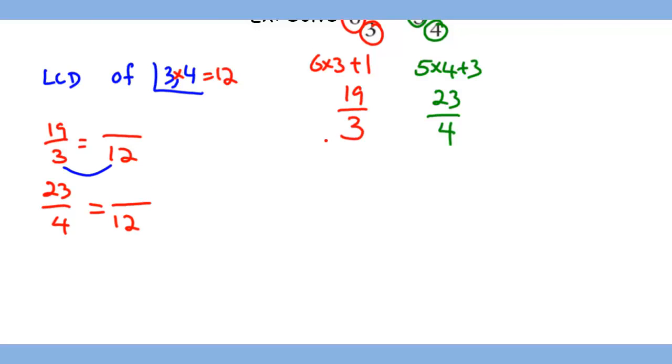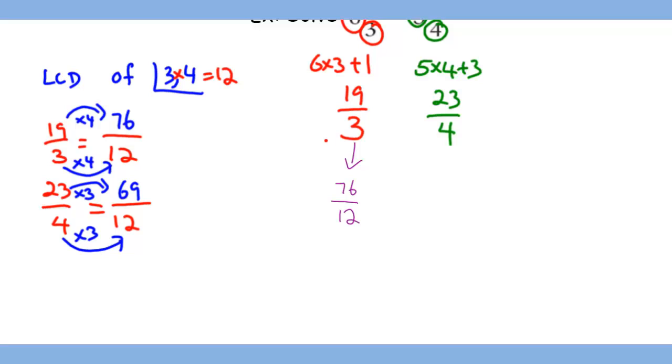To turn a 3 to 12, we multiply by 4, so we do the same thing in the numerator and we get 76. We will multiply 3 by 4 to get 12, so we do the same thing to the numerator and we get 69. Now let's rewrite the question with the common denominator, which is 76/12 minus 69/12. Like the addition example, we will just subtract the numerators and keep the denominator the same, which gives us 7/12 as our final answer.